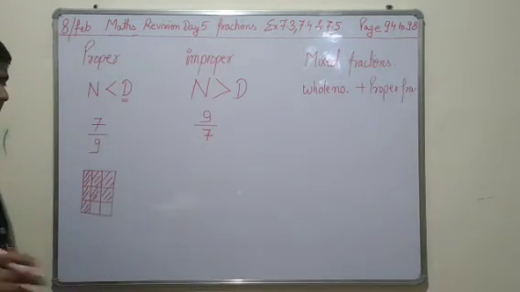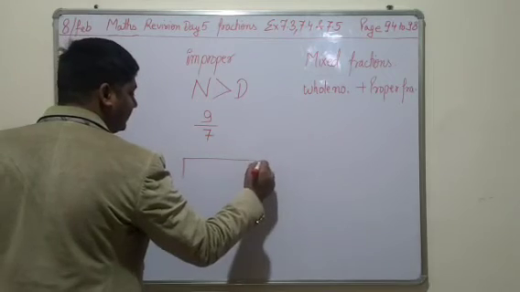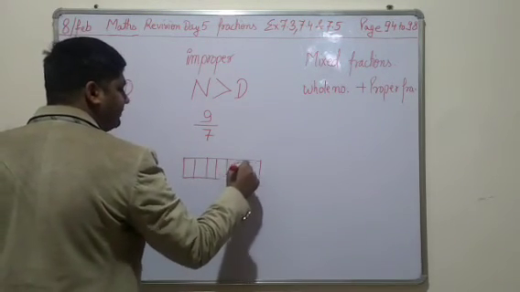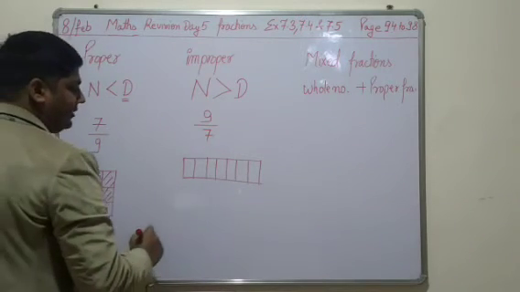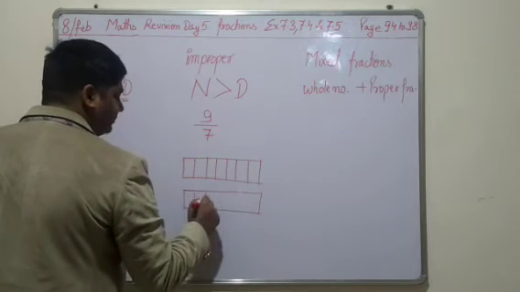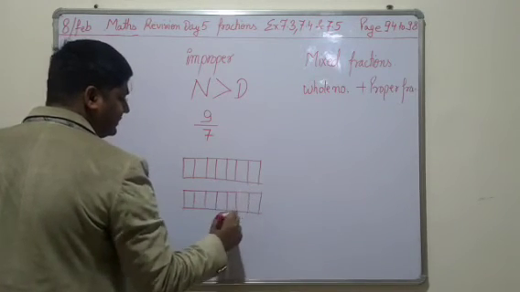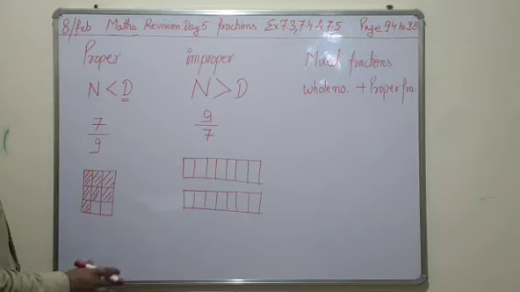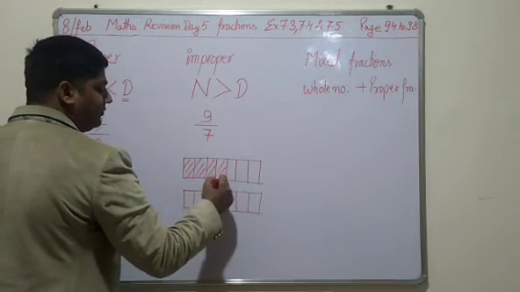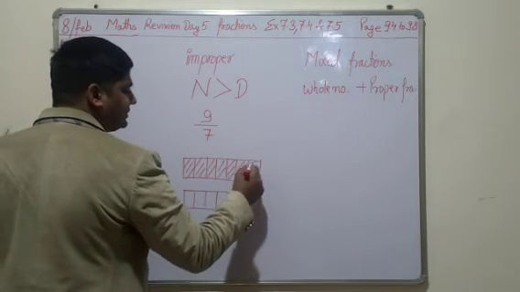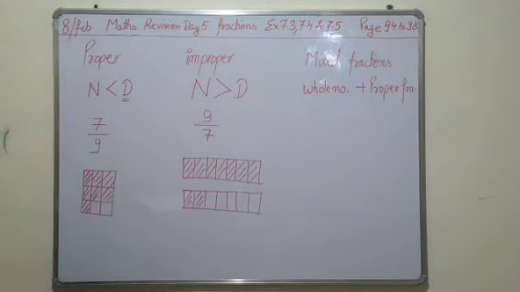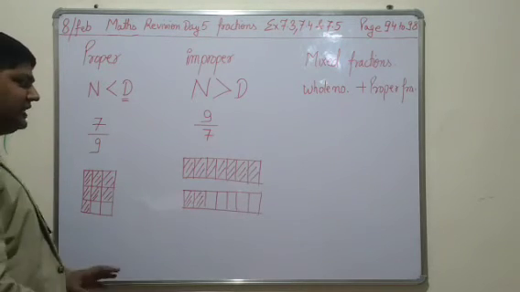Let's say, how can I show the 7 parts in a bar? In a bar, I can show the 7 parts. 1, 2, 3, 4, 5, 6, and 7 parts. And you have taken 9 parts. There is a chocolate which has 7 parts. 1, 2, 3, 4, 5, 6, 7, 8, 9. So you have taken 9 parts from the chocolate which has 7 parts.